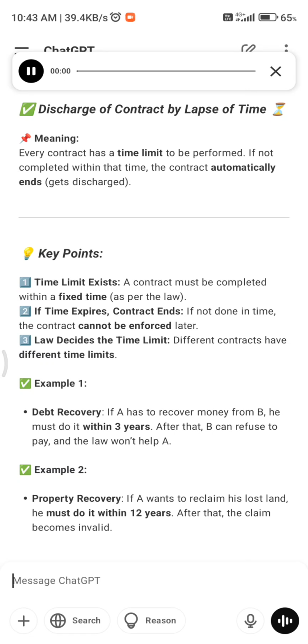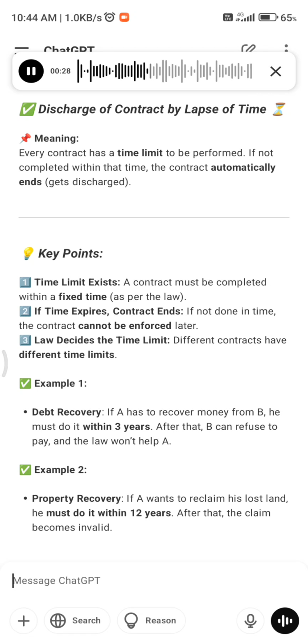Discharge of contract by lapse of time. Meaning, every contract has a time limit to be performed. If not completed within that time, the contract automatically ends, gets discharged. Key points. 1. Time limit exists. A contract must be completed within a fixed time, as per the law. 2. If time expires, contract ends. If not done in time, the contract cannot be enforced later.